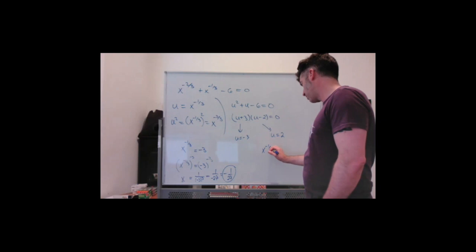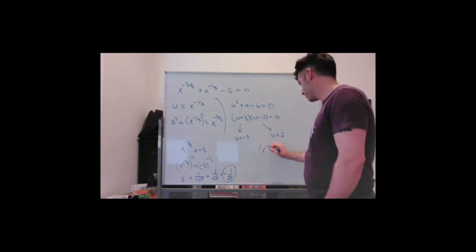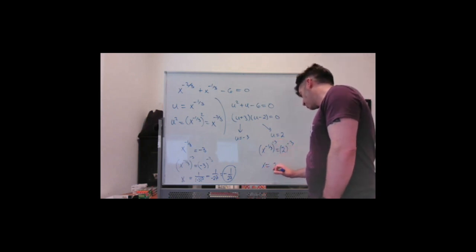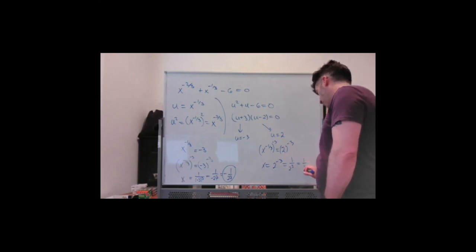Same deal here. x to the negative 1/3 equal to 2. We're going to raise both sides to the negative 3rd power. And we're going to get x equal to 2 to the negative 3rd, which is 1 over 2 to the 3rd, which is 1/8.